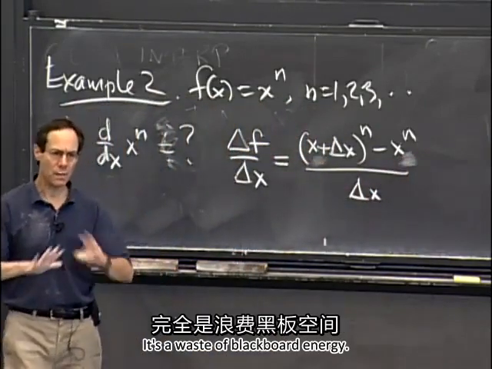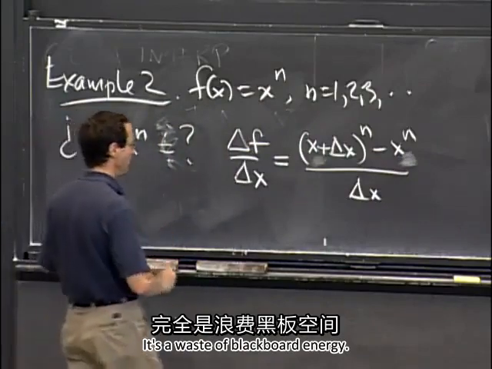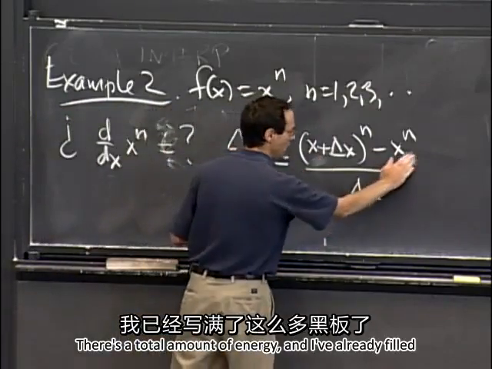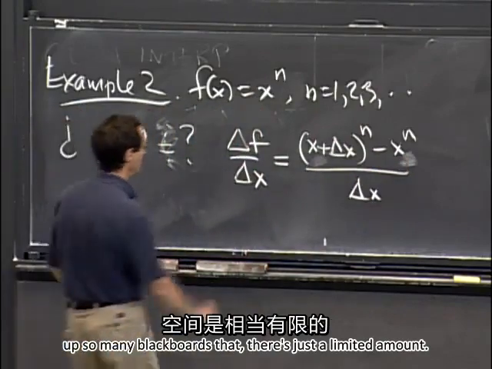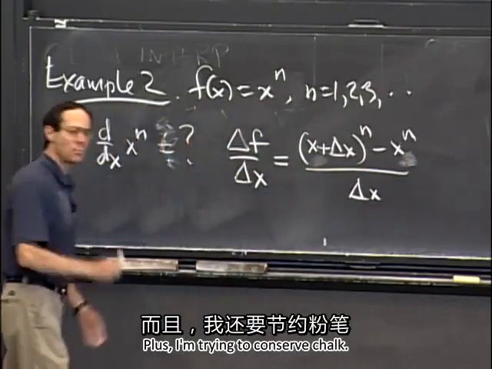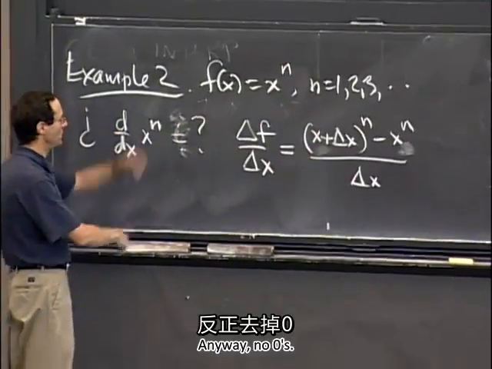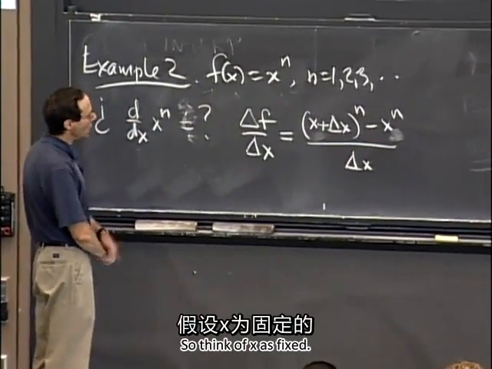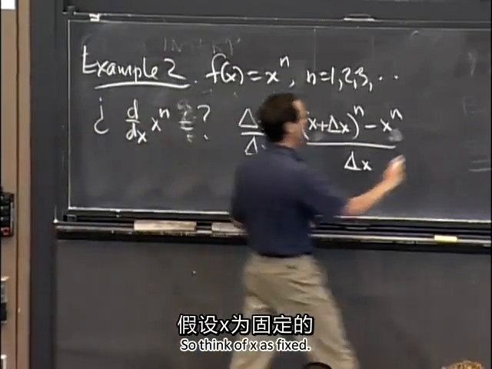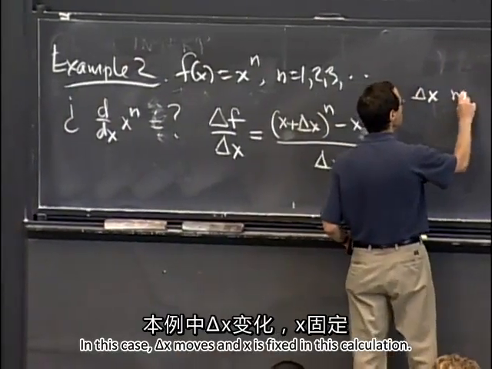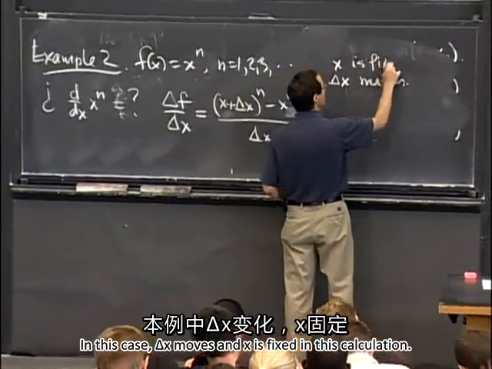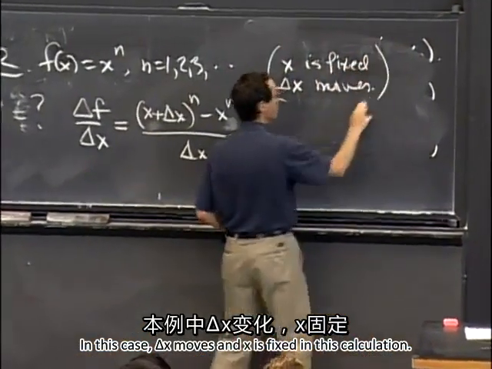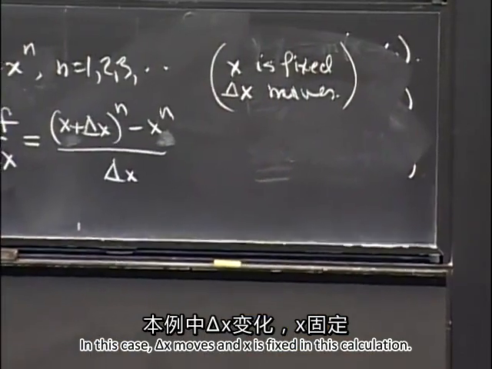It's a waste of blackboard energy. I've already filled up so many blackboards that it's just a limited amount of, plus I'm trying to conserve chalk. Okay, anyway, no zeros. So think of x as fixed. Again, in this case, delta x moves and x is fixed in this calculation.